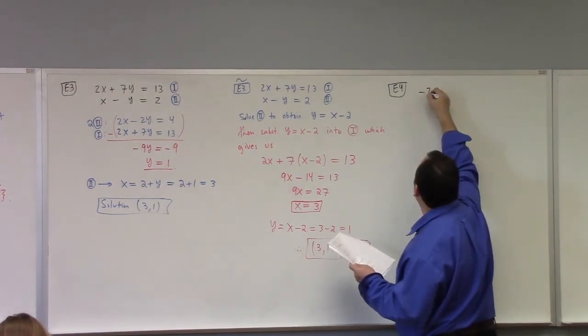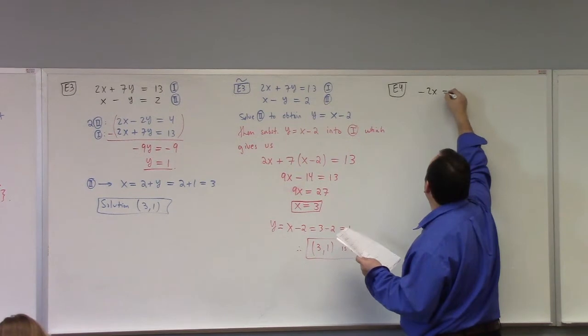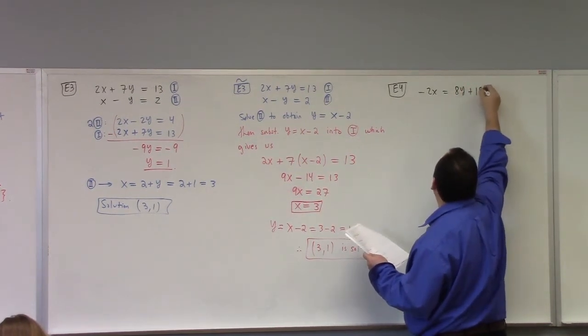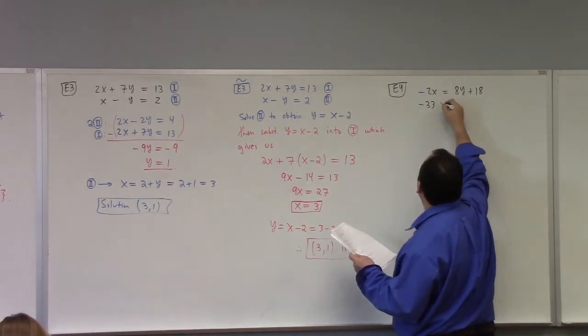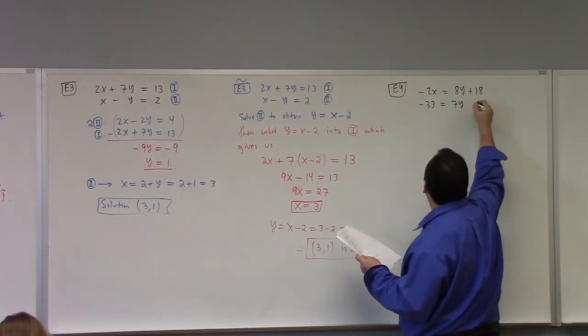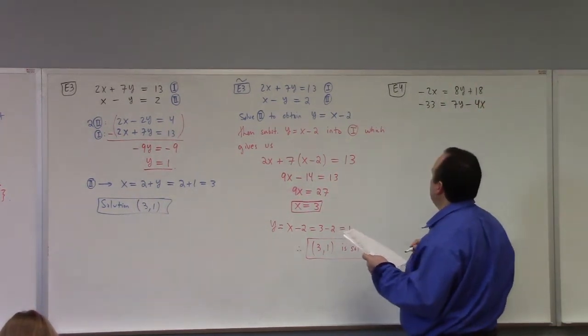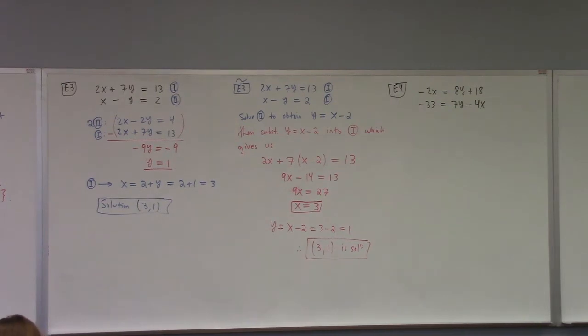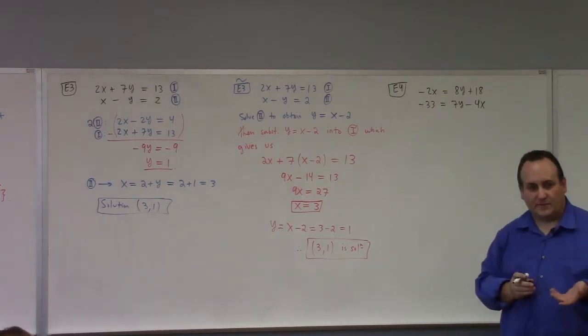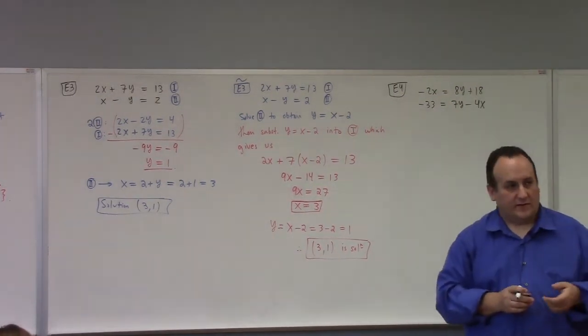So we've got minus 2x equals 8y plus 18, and minus 33 equals 7y minus 4x. What's the difference here between this example and the ones we've worked up to this point? Yeah, the x is on a different side than the y. They're not in what I would call standard form, right? The thing I wrote at the start of class, that's the standard form for m equations and n unknowns, all right?